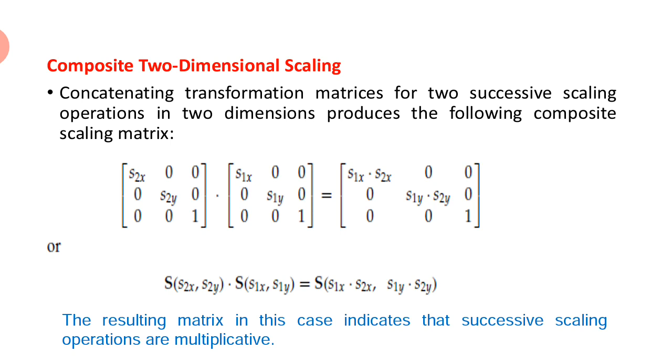So finally our conclusion is: in the case of composite transformations, two successive translations are additive in nature, two successive rotations are additive in nature, and two successive scalings are multiplicative in nature, that you have to remember. Okay. Thank you.